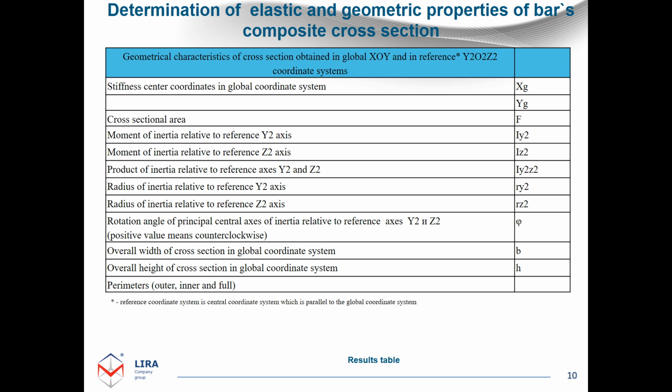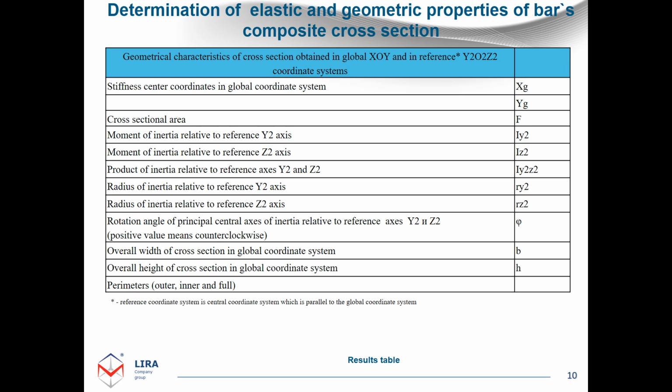Let's now talk about properties that are determined in the process of cross-section calculation. These properties are shown in several blocks. In the first block you can check geometrical properties of the cross-section obtained in the principal or reference coordinate system. The reference coordinate system is the system that crosses the center of gravity and is parallel to the global axes. Stiffness center and cross-sectional area are determined in the global coordinate system.